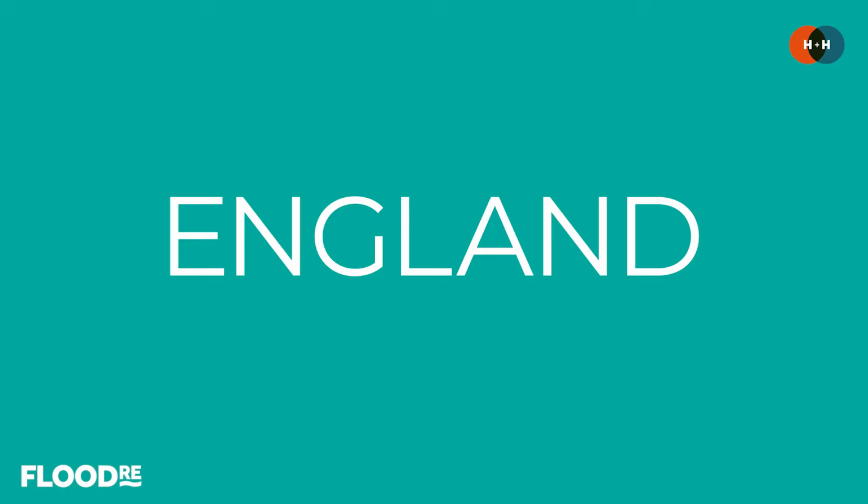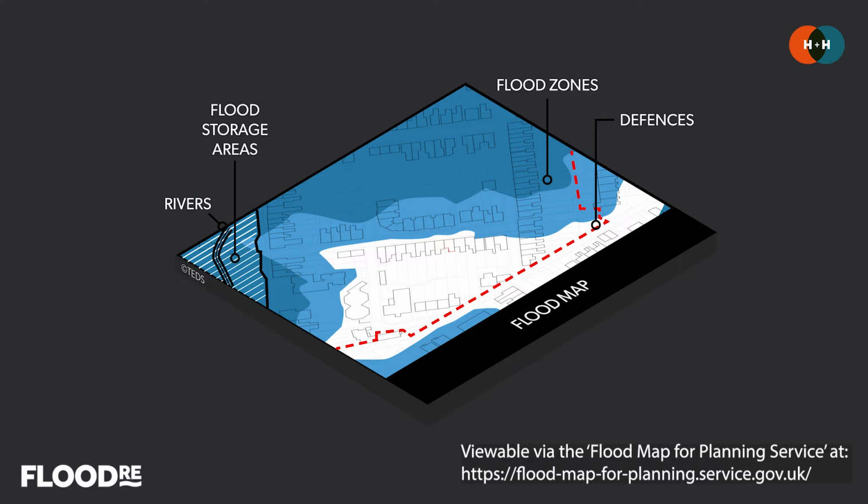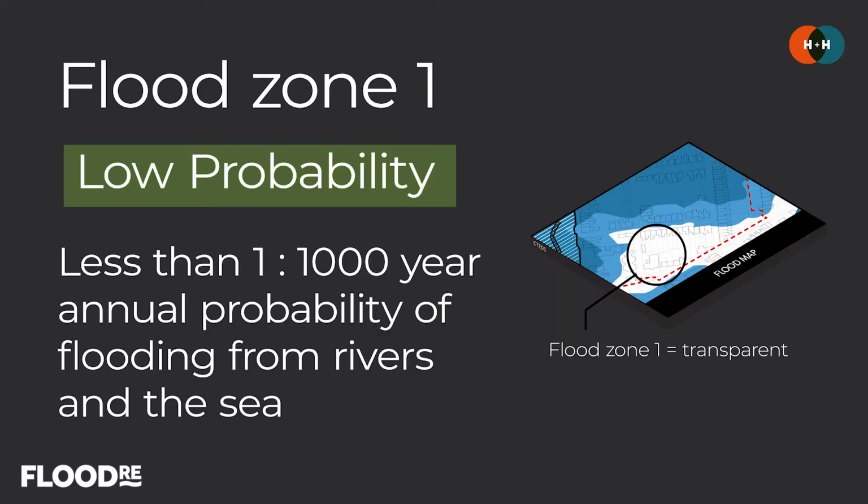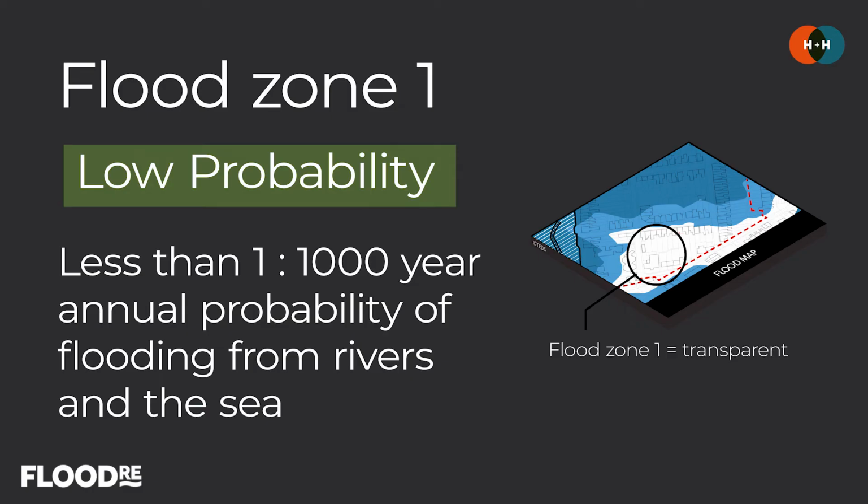In England, as we can see here, flood maps have flood zones, which are used to denote probabilities and severities of flood risk and link into planning and development policies. Flood Zone 1 is the lowest probability of flooding and is shown as clear or transparent on the map. It defines land assessed as having less than a 1 in 1,000 annual probability of river or sea flooding.